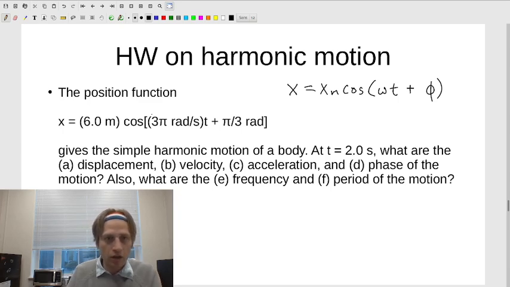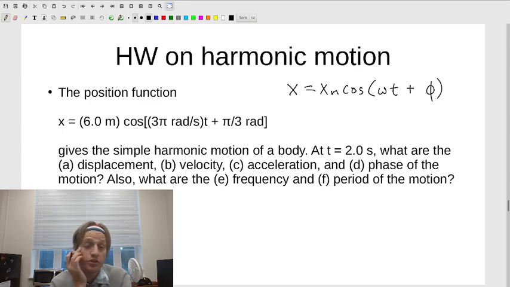Now, you should be able to immediately put in t equals 2 in here, and then you're going to have something inside of the cosine function and be able to get a number out. The number, of course, is going to be between 6 and minus 6, because that's the range of our possible values for that particular function.